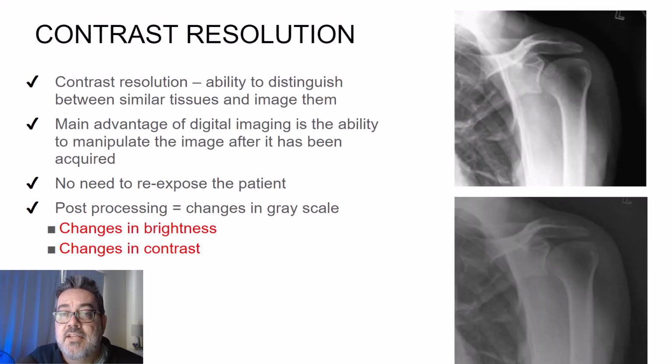All right, contrast resolution is the ability to distinguish between similar tissues and image them. You can see the image of the shoulder on the top has a higher contrast resolution. You're able to see differences in tissue densities around the muscles, surrounding the bone, variations in lung detail, and the image is more black and white when compared to the lower image.